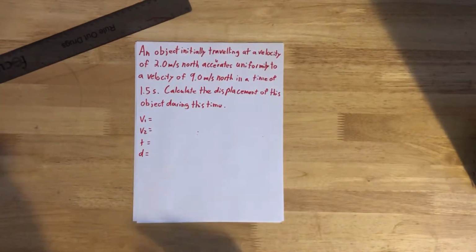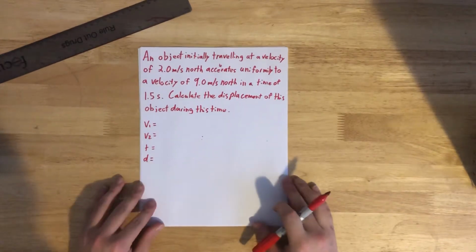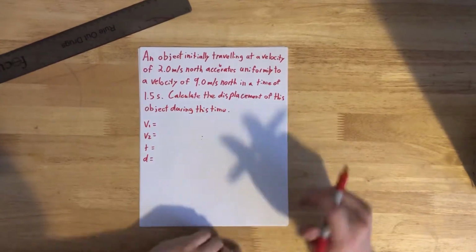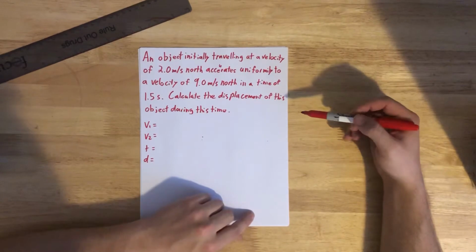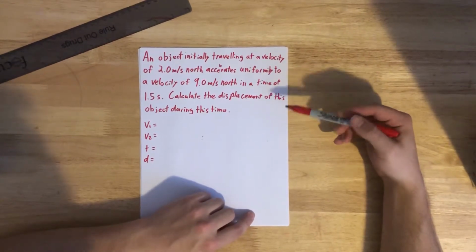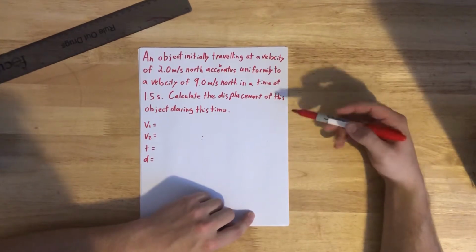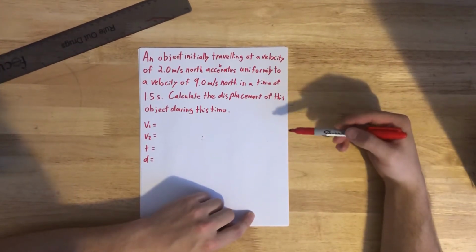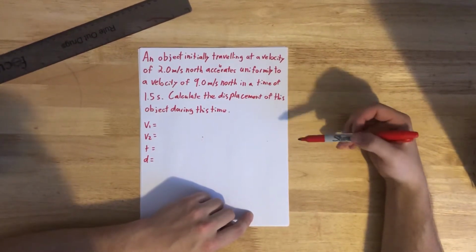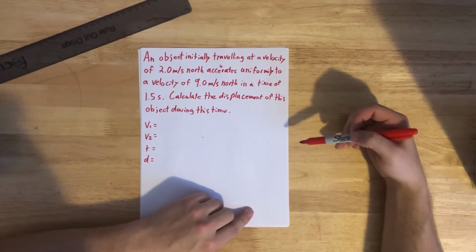So in our first example for uniform acceleration, we have an object initially traveling at a velocity of 2 meters per second north accelerates uniformly to a velocity of 9 meters per second north in a time of 1.5 seconds. Calculate the displacement of this object during this time.